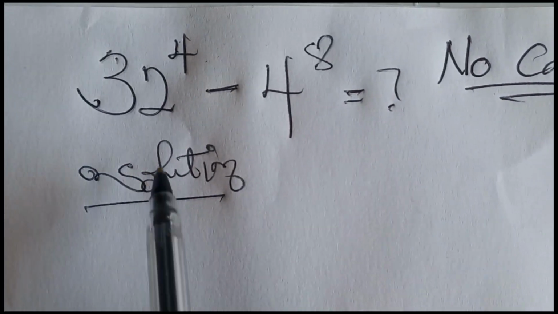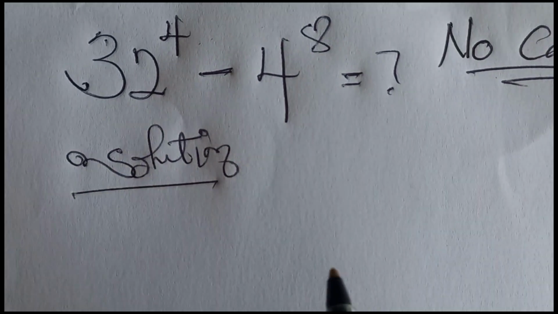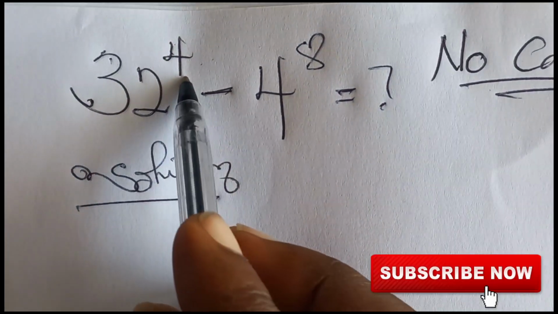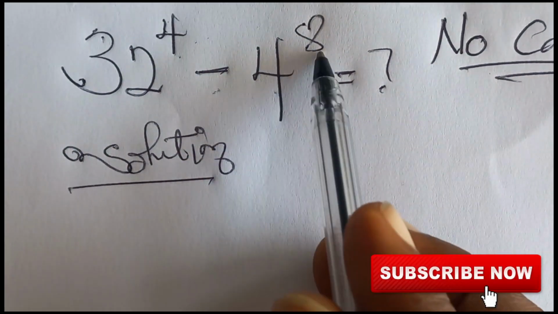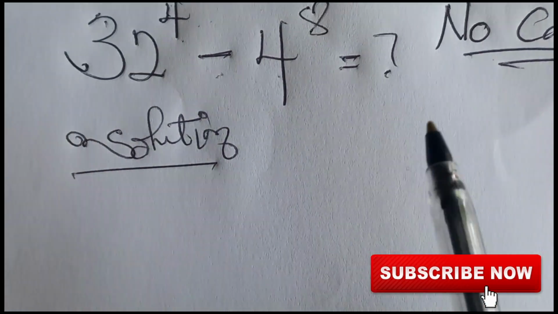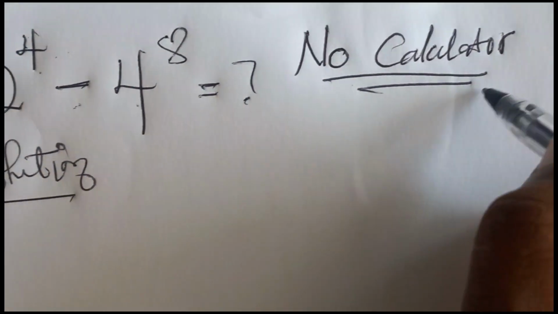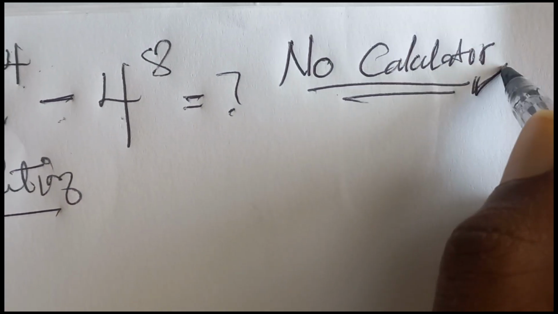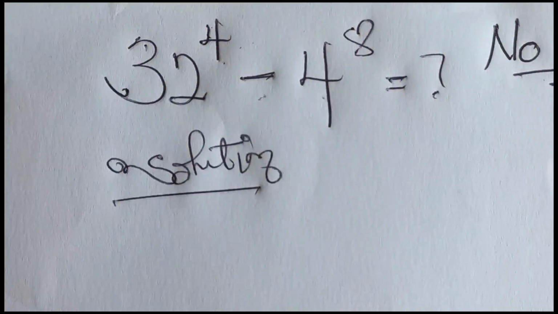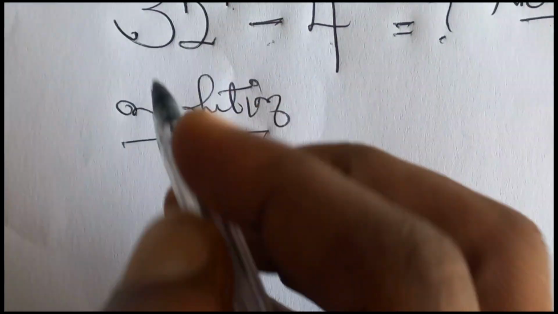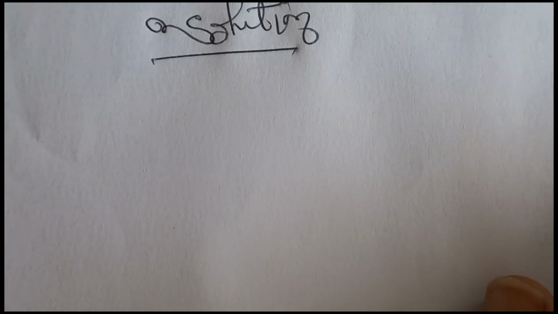Please, we have to solve this question. We have 32 exponent 4 minus 4 exponent 8. We have to solve this without using a calculator. We are not to use a calculator. So before we start, this 32, let us try to break it down.